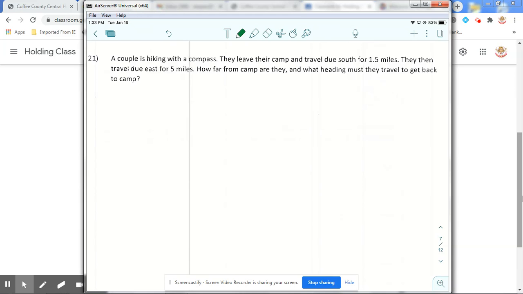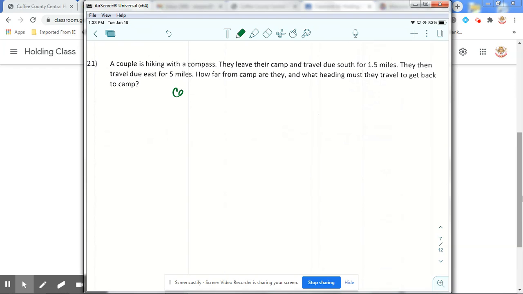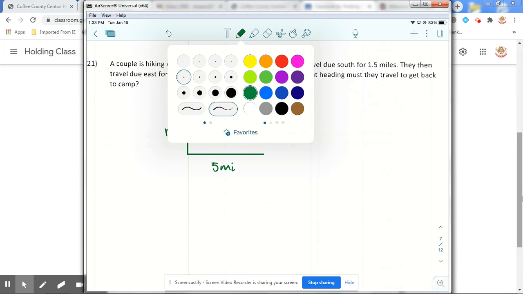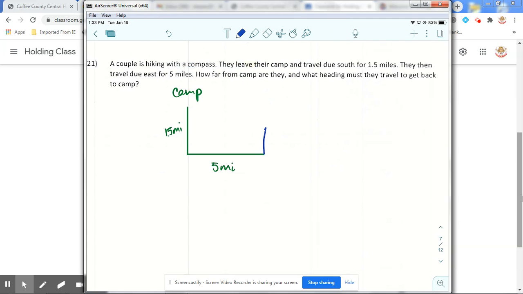So trigonometry technically could save your life. So we're starting at camp and they leave camp and travel due south. So I'm just going to go ahead and go south. And then they travel east. Okay. So I know this is 1.5 miles. I know this is 5 miles. And then from where they are, they don't want to go back the same way. They want to make a shortcut straight to camp. So that is where I'm going to draw my axis.